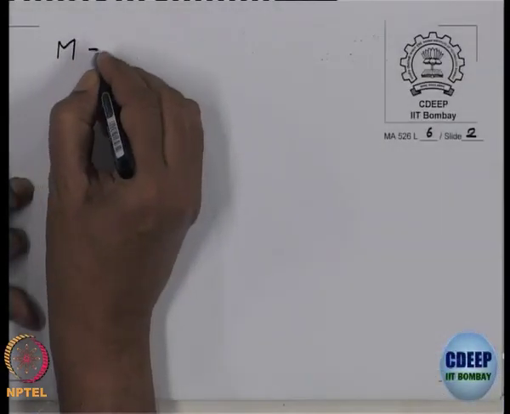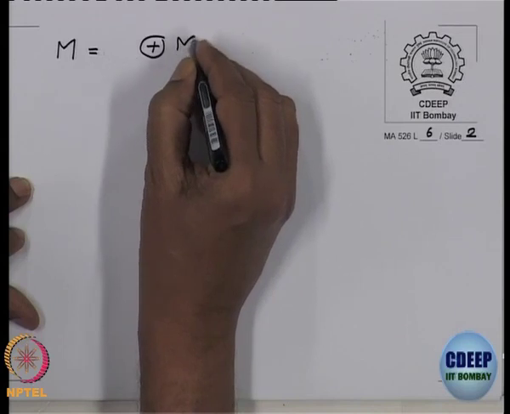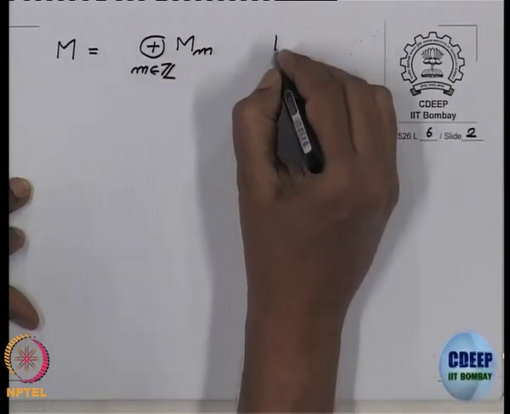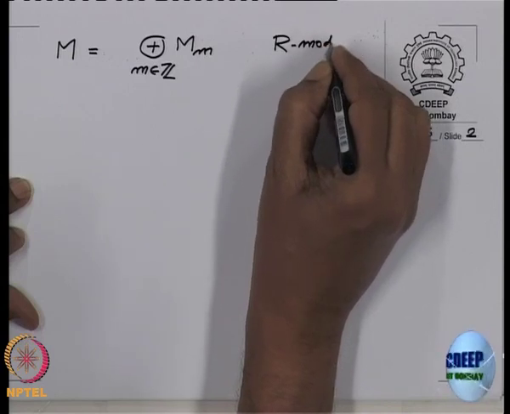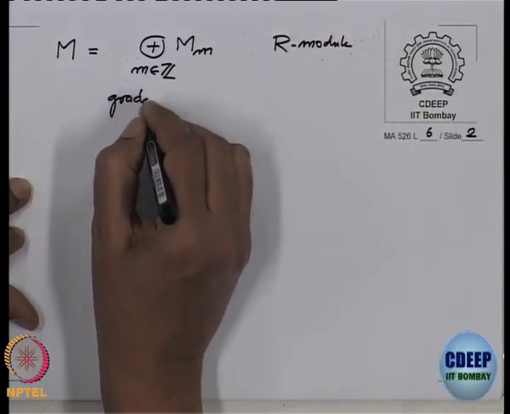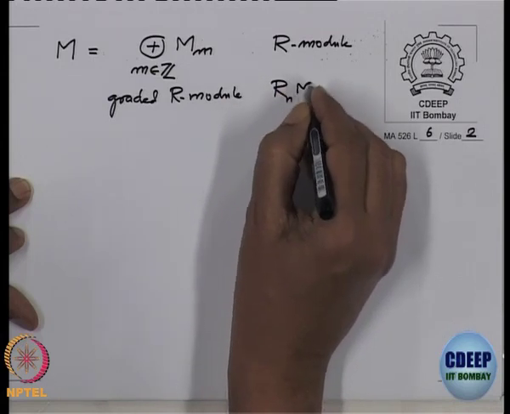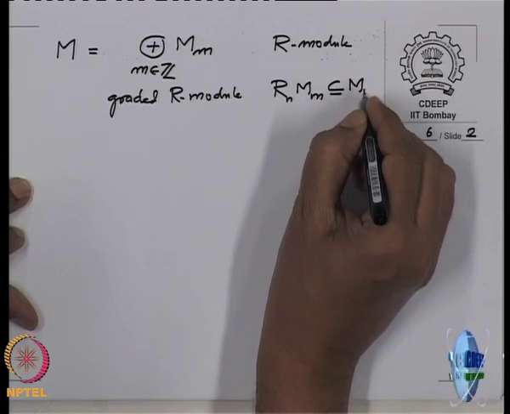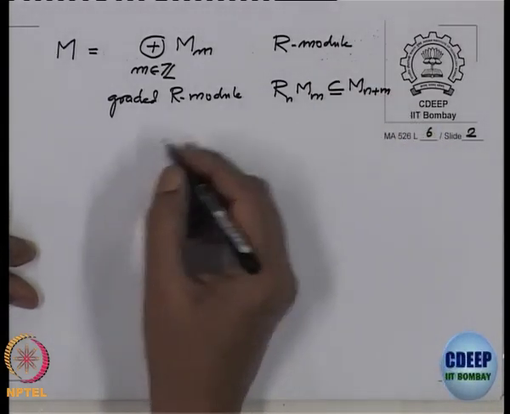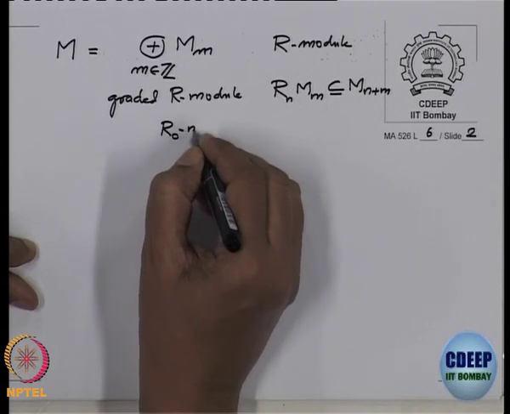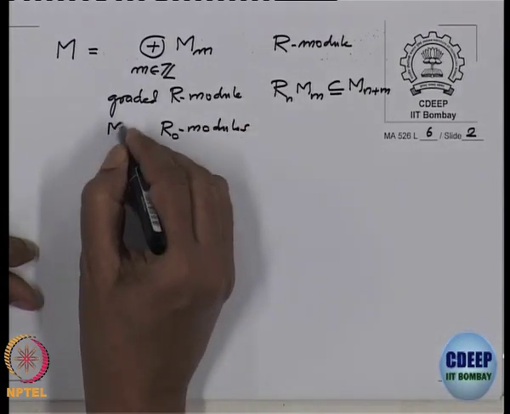Then we consider the modules over this ring, which are graded modules. So M is a graded module. M has a decomposition into abelian groups like this, and now you allow some negative integers also. This is an R module, and graded means Rn times Mm is contained in Mn plus m. Each of these is called a homogeneous component of degree m, and they are R0 modules.